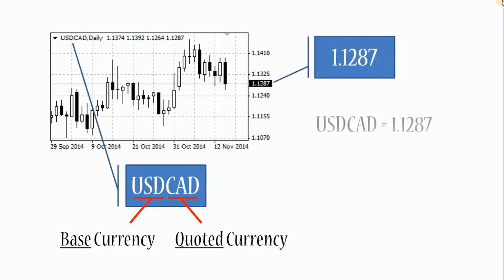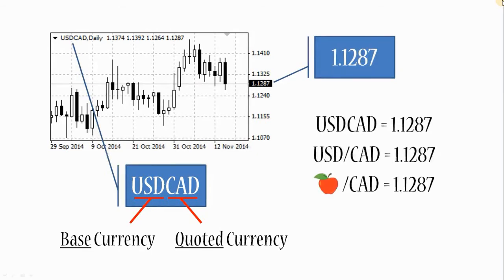Very similar approach. US dollar Canadian equals 1.1287. It's the same as putting a slash in between the currencies. And now we can replace the US dollar with apples. As you can see here, we're replacing the base currency with an apple. And it doesn't matter that it's the US dollar. There's nothing special about the US dollar in terms of Forex charts. The US dollar can be on the left, the US dollar can be on the right. It doesn't matter. What we're looking to do right now is we're looking to replace the base currency with something that we know quite well.